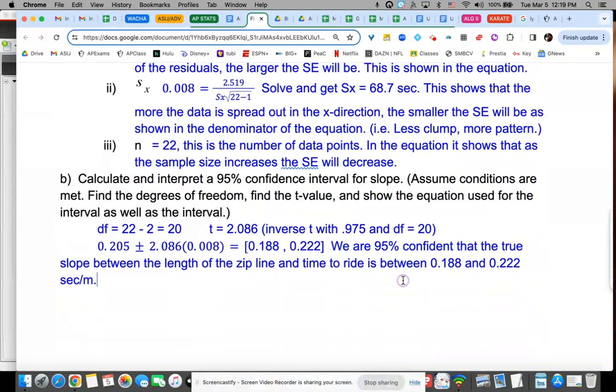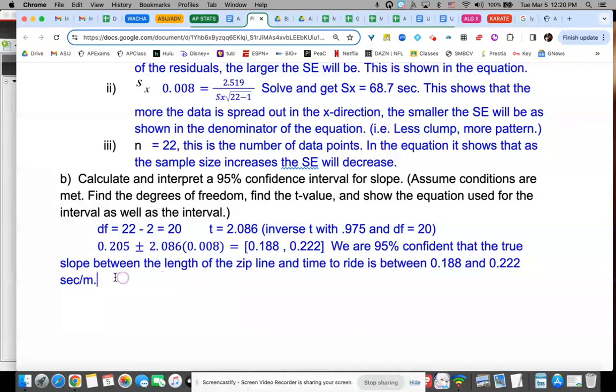So it's slope. I was just thinking there's probably a better way to describe the slope, talking about the increase of 1. So I am going to reword this. So I'm going to say we're 95% confident that the true slope, or let me reword. So we're 95% confident that for every one increase in the zip line length, the time to ride that zip line is expected to rise by 0.11 to 0.22 seconds.